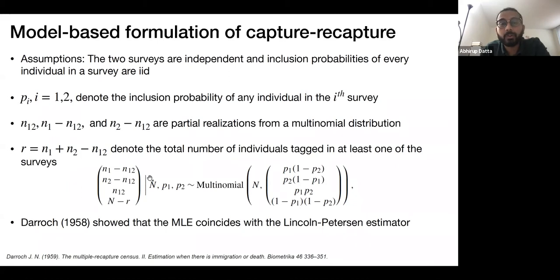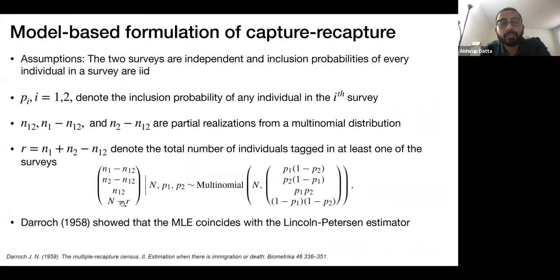This is an unknown quantity for us. So we denote this as N minus R, where R is the total number of individuals who were tagged in at least one of the surveys. So that is the sum of the marginal counts of each of the surveys minus the overlap, because it's been counted twice here. So these are the four atomic partitions of the population based on their inclusion history. With two data sources, you have four such partitions, and they can be thought of as realizations of a multinomial distribution, with these being the respective partition probabilities.